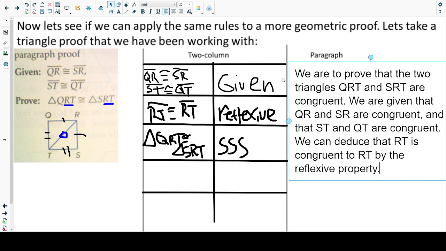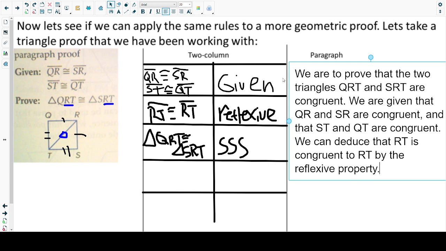If you want to be a little bit more detailed, or if you're not sure what the name of the proof is, you can say because we know that something is congruent to itself. A thing is always congruent to itself. If you're not sure what it's called, remember it's called the reflexive property, you can state what the reflexive property says as well, right? So if I didn't know it was called the reflexive property, I would say we can deduce that RT is congruent to RT because a thing is always congruent to itself. Which is a good thing for a paragraph proof.